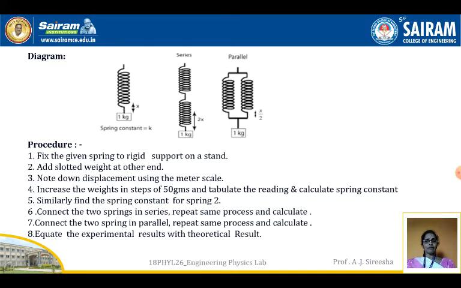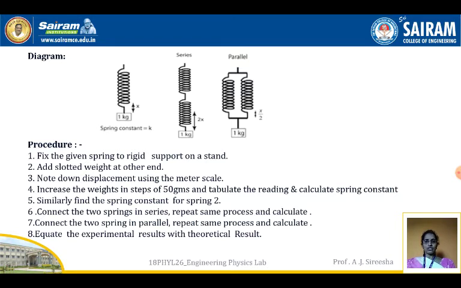In the second diagram, the middle figure, you can see the springs are connected in series, that is, one below the other. It is a series combination. Keep on adding the loads to the other end and measure the displacement. You can calculate the spring constant. The rightmost figure shows two springs connected in parallel. Keep on adding the loads, measure the effective extension, and tabulate the readings. So the series combination and parallel combination have been clearly shown in the diagram.